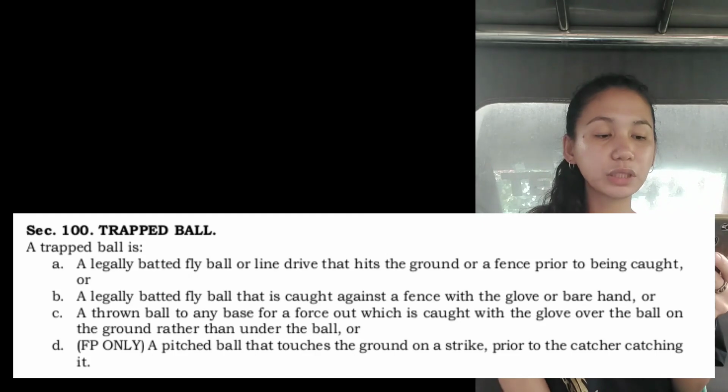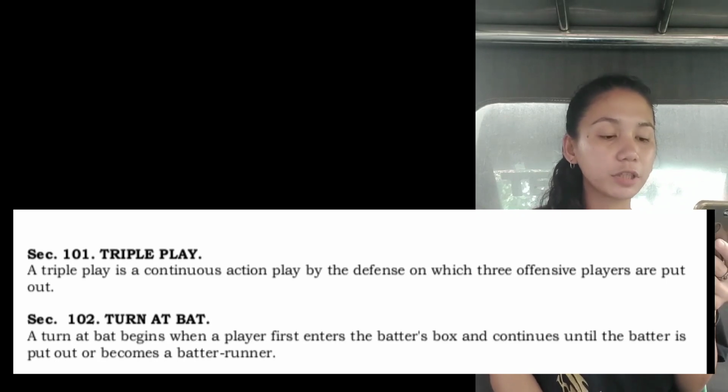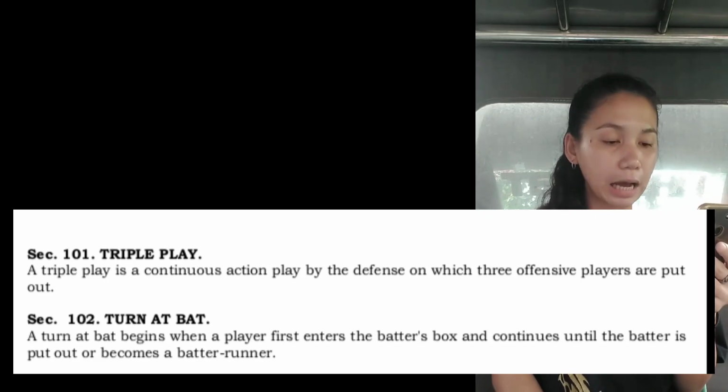So that is section 100, trap ball. So let's move on to section 101, the triple play. A triple play is continuous action play by the defense on which 3 offensive players are put out. So that is section 101.